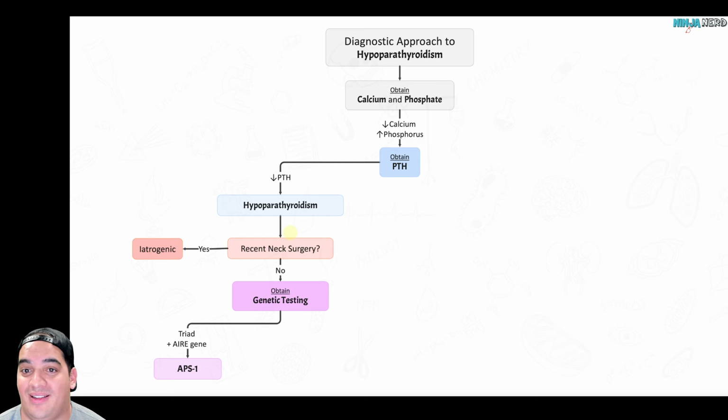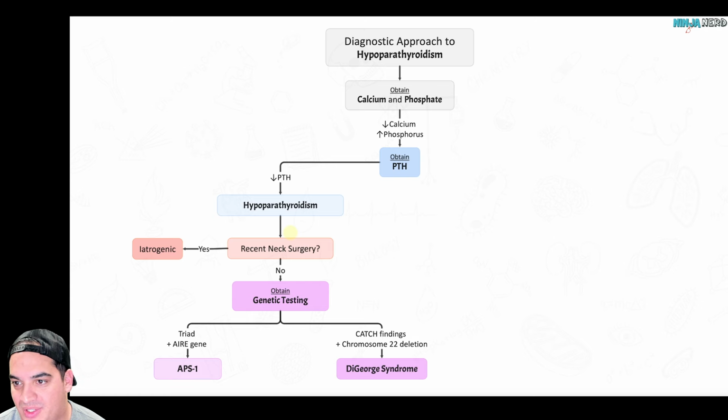The other one is to check for the CATCH-22 features. Do they have the 22 gene mutation and the CATCH findings? If they do, it's probably DiGeorge syndrome. The other thing that you could do is obtain a magnesium level and see if that's deficient, and then replete the magnesium and see if they improve their PTH levels.